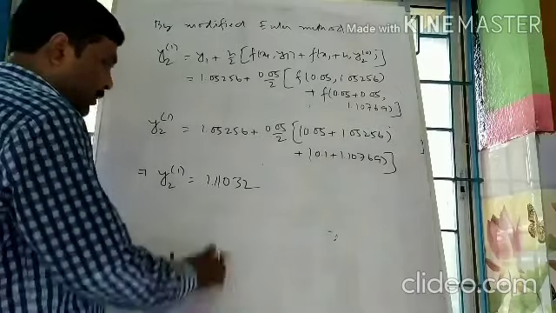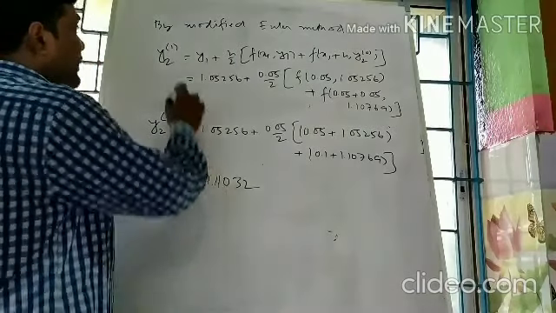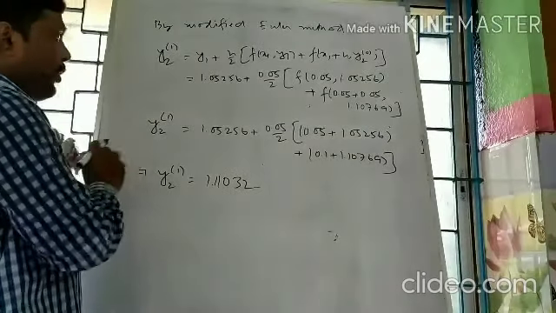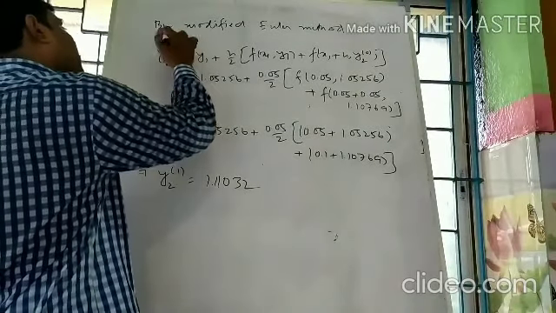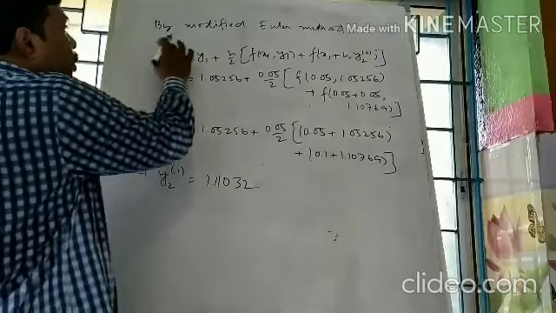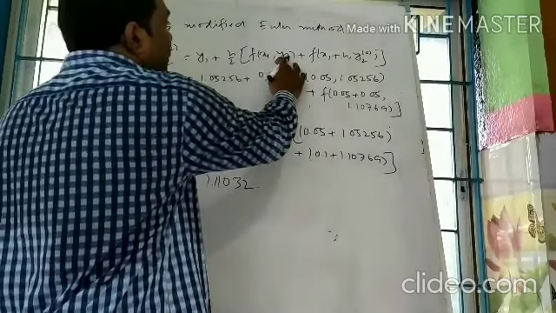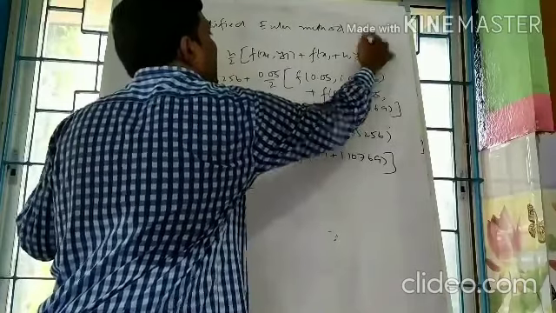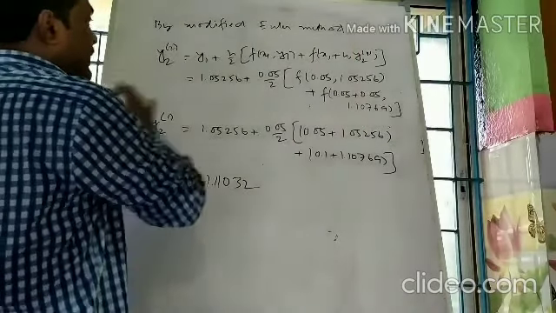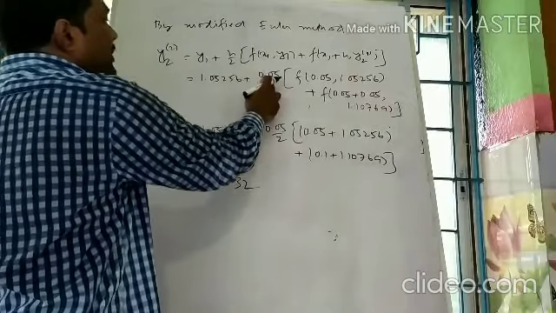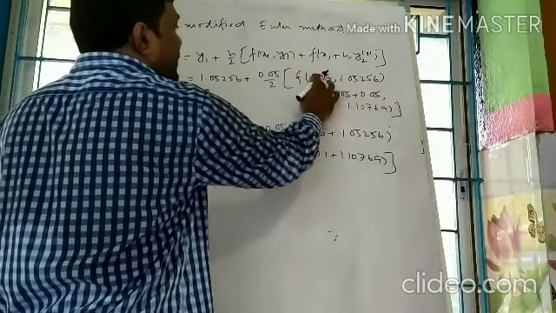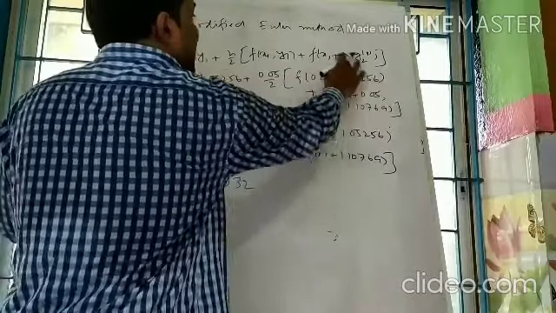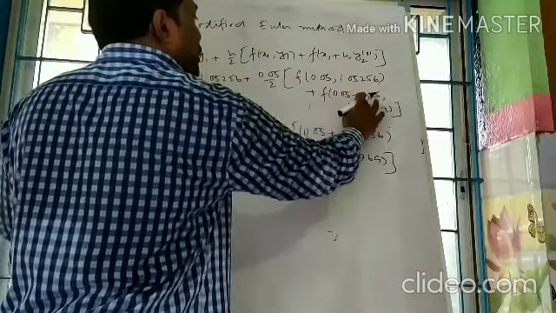So the first approximation of y2 is 1.1132. The initial approximation of y2 is 1.10769. These are not equal, so we have to continue this process. So the second approximation of y2 equals y1 plus h by 2 f of x1 y1 plus f of x1 plus h y21. Okay. So this equals 1.05256 plus 0.05 by 2 f of x1 y1, that is f of 0.05 comma 1.05256, plus f of x1 plus h, that is 0.05 plus 0.05 comma y21.